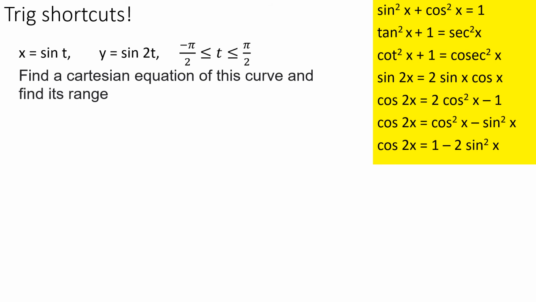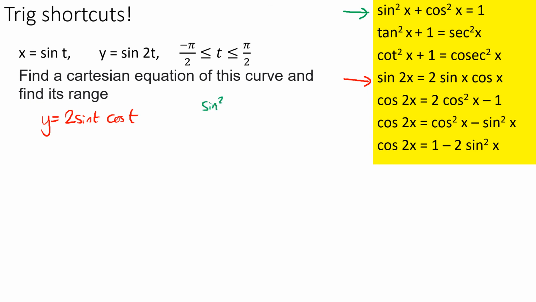Cool. Okay, so again, we obviously got our list of trig identities. Which one do you think might be relevant here, given we've got a sine t and we've got a sine 2t? Did you say this one? I hope you did, because that's what we're going to use. This one obviously is the only way we've got of linking sine 2t with sine t, so we're going to make some use of that. So we can start off by saying that y is equal to 2 sine t cos t. And replacing sine t is obviously fine, that's just x. But what about cos t?